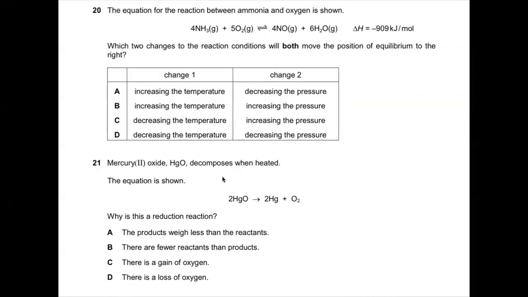Now, MCQ number 20. The equation for the reaction between ammonia and oxygen is shown. Okay, we have this equation, the enthalpy change is negative 909, which indicates that it's an exothermic reaction, right?